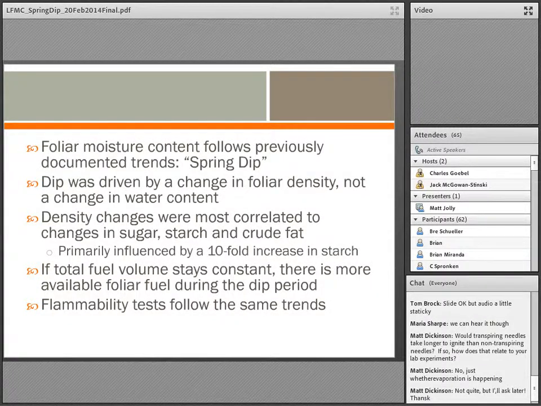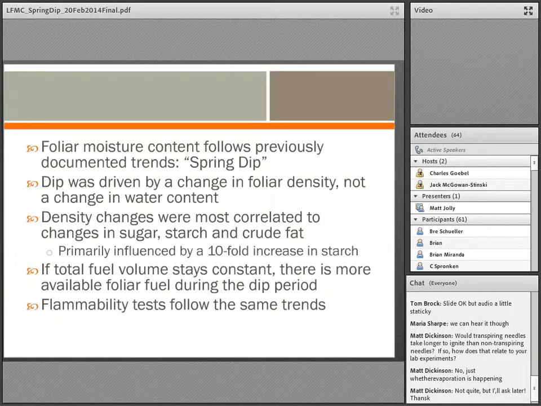So it's conceivable that the water content of fuels is fairly conservative, and only varies as a function of transpiration within the year, but within some fairly narrow boundaries, and that would be whatever relationship we couldn't explain with density changes alone. The density changes themselves were best correlated to sugar, starch, and crude fat, and they were primarily driven by this tenfold increase in starch content.